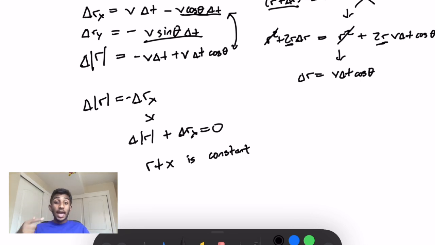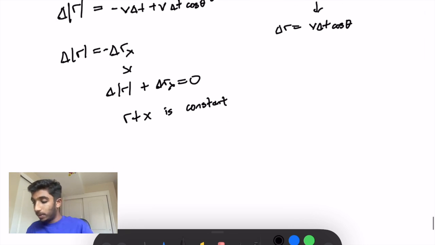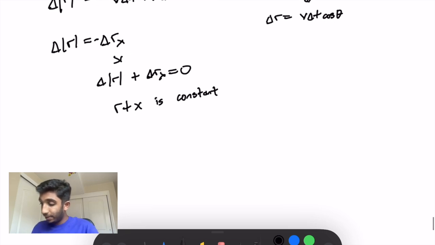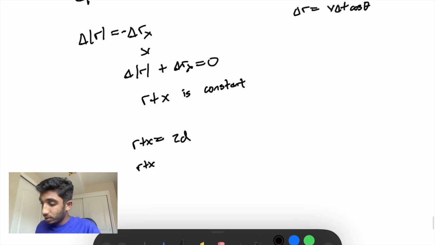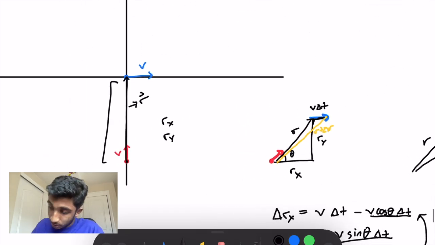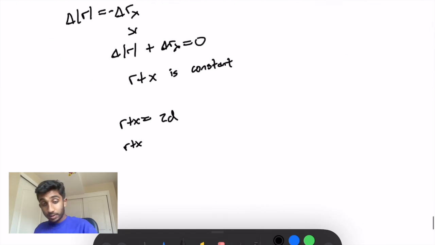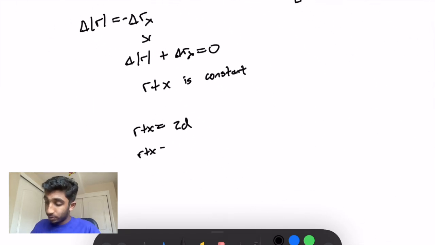So now, at the end, we can use this fact to figure out the distance d. At the end, r is just the same as x because the cop will end up on the x-axis, and then they'll both be traveling in a straight line. So at the end, we have that r plus x is equal to 2d, but in the beginning, and I forgot to mention this, let's call the distance from here to here initially a. Initially r plus x is equal to a, because x is 0, but the distance r is a.